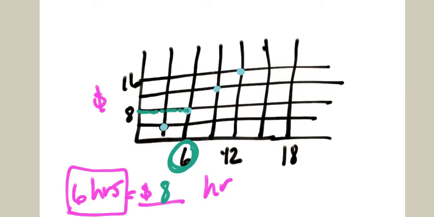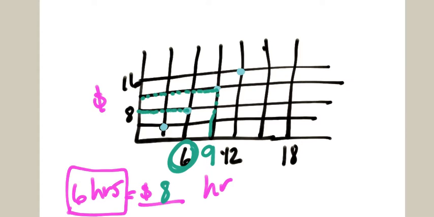If I want to know how much money they earn in, let's say, 9 hours, then 9 hours, I would believe, would be right here. And again, I would look up how much money he earned, and it looks like he probably earned $12. So because 12 would be between the 8 and the 16, just like the 9 is between the 6 and 12.